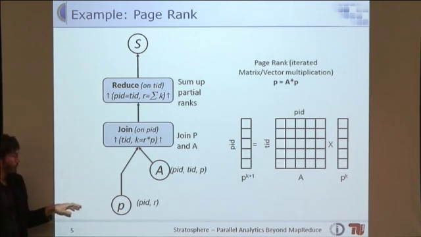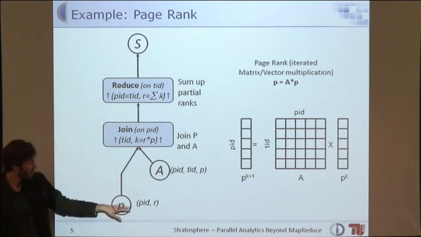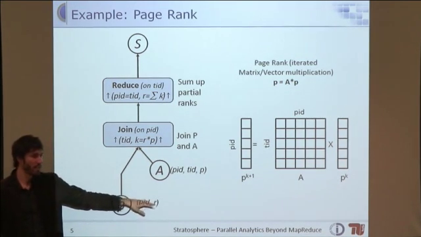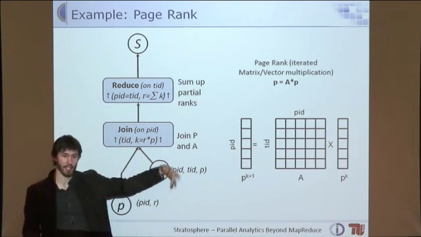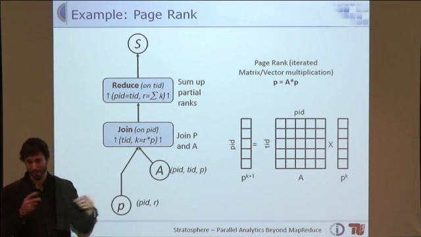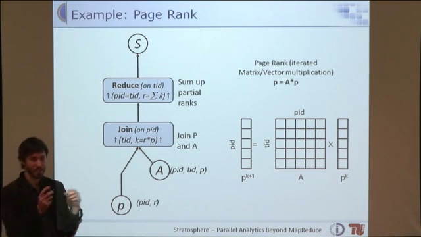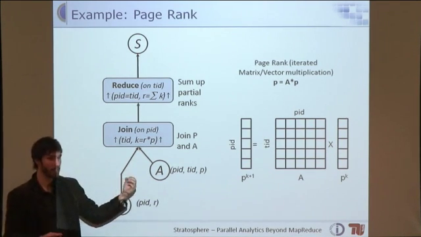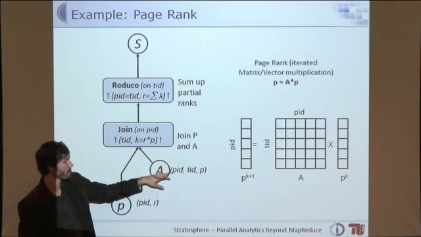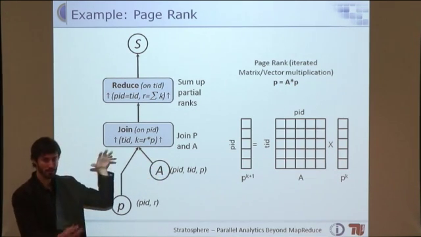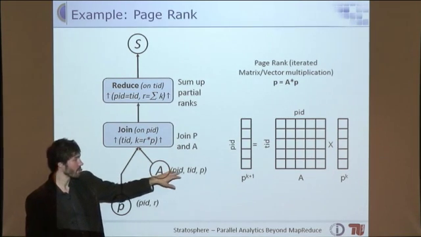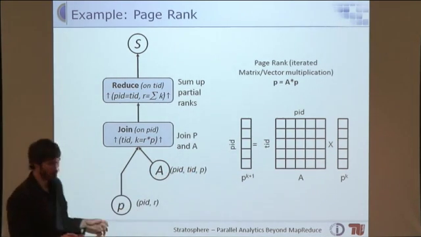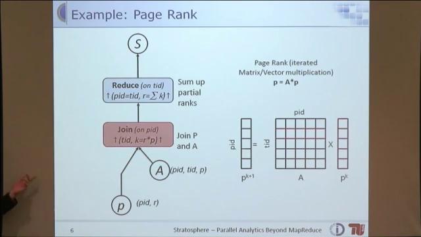So we represent that in a data flow. The rank vector is a pair of page IDs and ranks, the current rank of each page, and the transition matrix is a set of triples. The matrix is very sparse. A lot of pairs of pages don't have edges between them, so the transition probability is 0, and we just skip the entry to represent it in a sparse way. So the matrix is a set of triples: source page ID, target page ID, and a transition probability. Then the algorithm is just joining them and aggregating that.